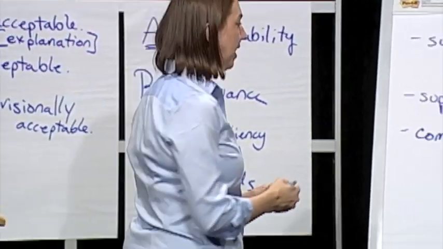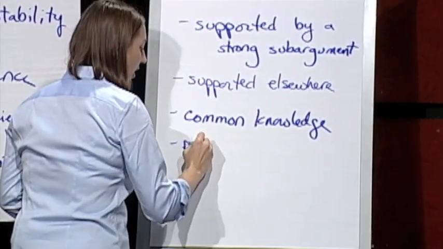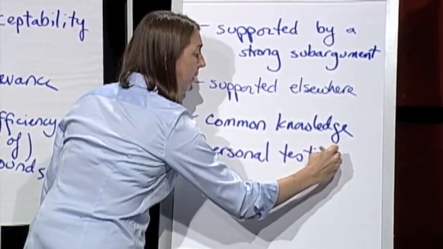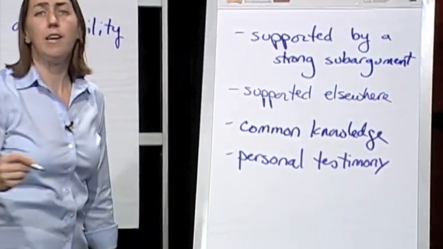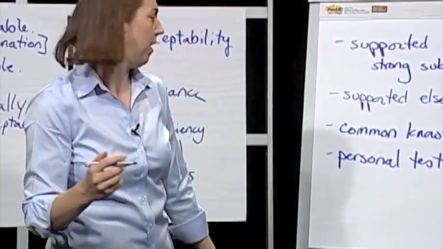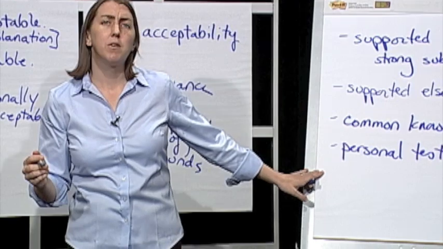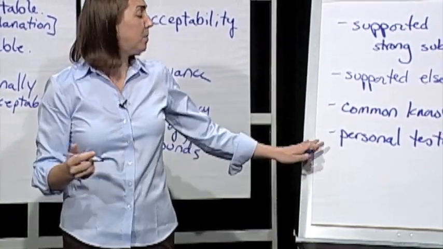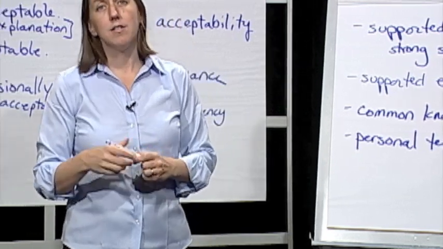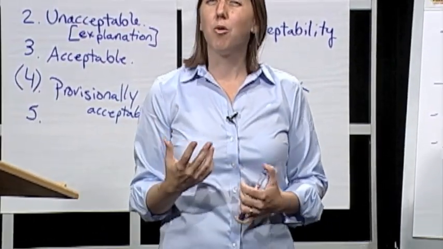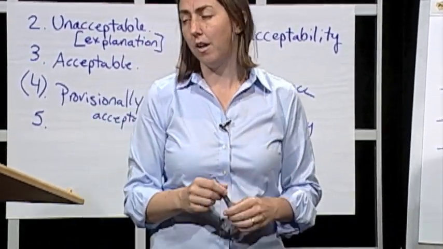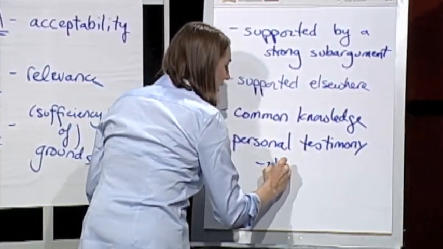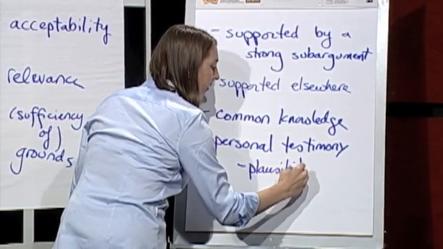Premises can also be accepted on the basis of personal testimony. You and I cannot be everywhere at once. We cannot see, hear, witness everything at every point. Sometimes we have to accept claims because other people have seen, witnessed, experienced something. Now again, this is not a blank check, and there are certain questions we have to ask before accepting personal testimony. Specifically, is the claim plausible?